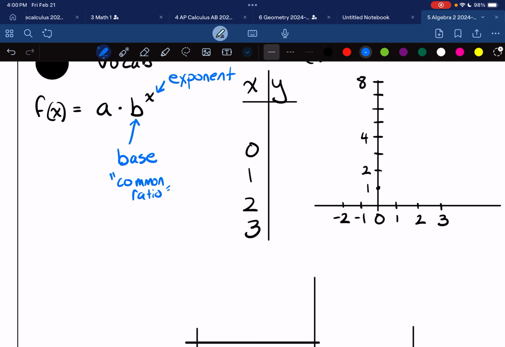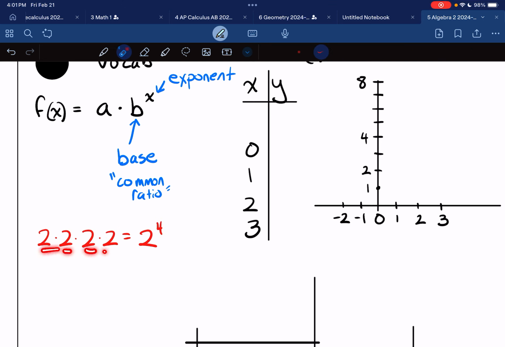Just as a way to remind you, if you have something like 2 times 2 times 2 times 2, how many times has 2 been multiplied? Well, this is 2 to the power of, count them, 1, 2, 3, 4. This is 2 to the power of 4. So you have repeatedly multiplied by 2 four times. Having an exponent up here is a shortcut for repeated multiplication. So this is why we repeatedly multiply by whatever this number is.